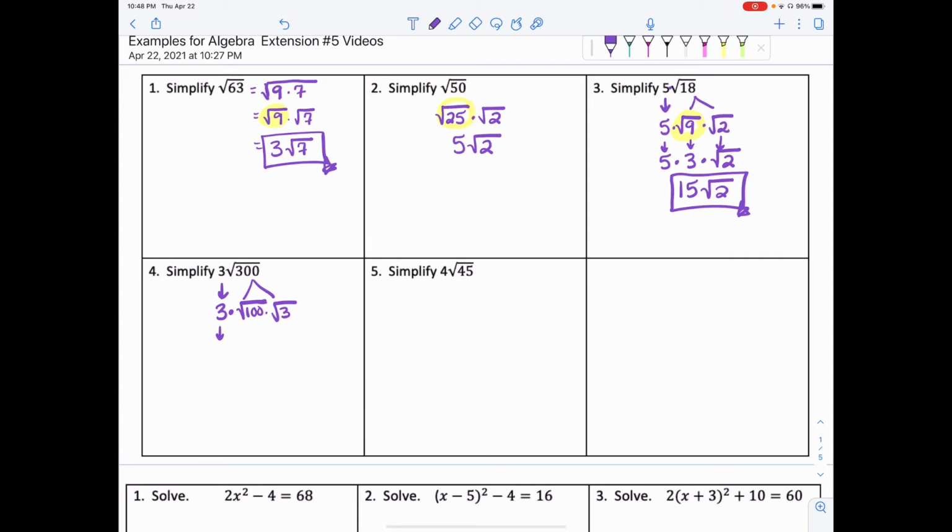So now we're going to keep simplifying. So we're going to bring down our 3. The square root of 100 is 10. And then we're going to bring down our square root of 3 that we can't simplify.